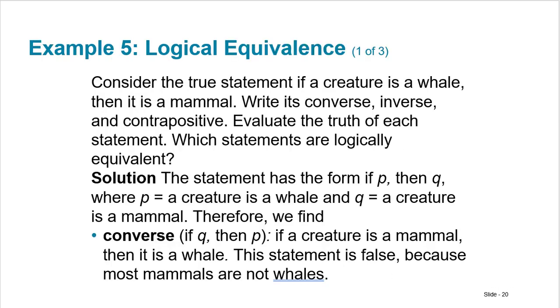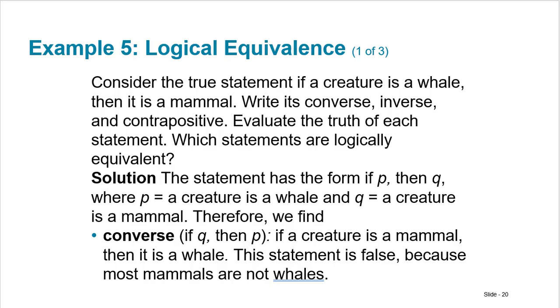All right, just a couple more. Here's an example. Consider the true statement: if a creature is a whale, then it is a mammal. Write its converse, inverse, contrapositive, evaluate the truth of each, and so on and so forth. So the statement has the form of if P then Q, where P is a creature is a whale and Q is a creature is a mammal.